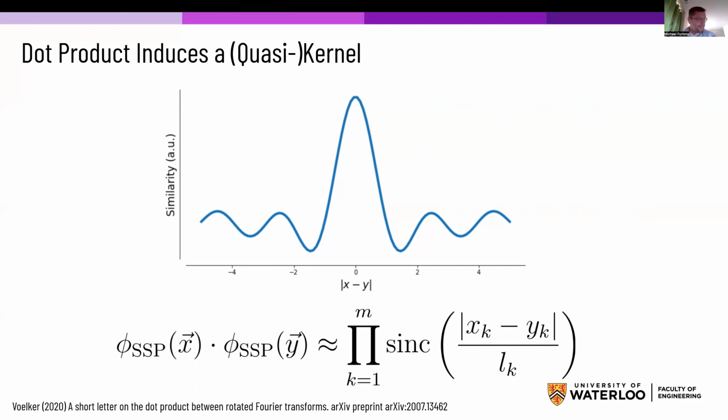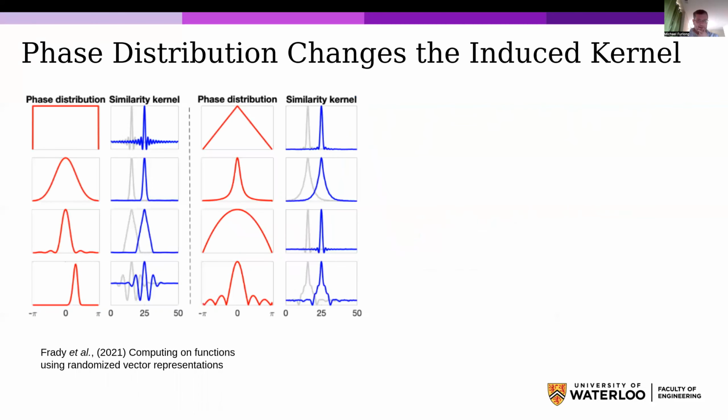And then Frady et al. showed in 2021 that there is a fundamental connection between this fractional binding representation and a technique from machine learning called random Fourier features, where depending on the distribution that we use to generate the phase elements, we get a different similarity kernel when we take the dot product between two fractionally bound values. So with the uniform distribution that we're using, we get a sinc kernel out. If you use a triangle distribution, then you get a sinc squared function. If you do Gaussian, you get Gaussian, and so you can play these games to get the similarity kernel that you need.